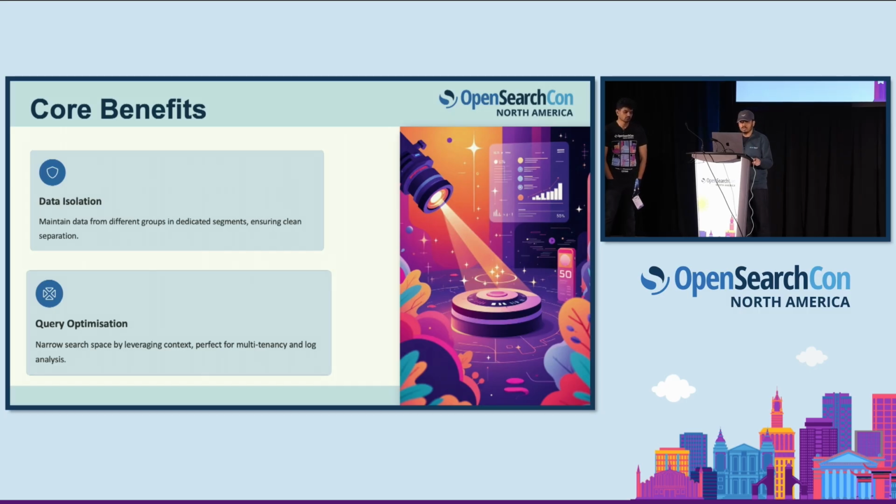Now we can look into the core benefits that we are observing with context-aware segment. At a high level, we observe two major core benefits. First is data isolation, and second is query optimization. With context-aware segment, we are ensuring data isolation by storing each group's documents in a dedicated segment. So documents belonging to separate groups will be saved in their own dedicated segments, allowing some form of clear separation between them.